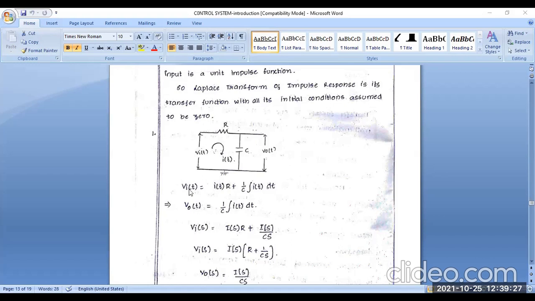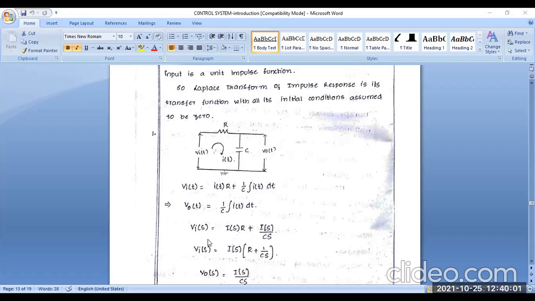So for the input response, we have to change it to S, as we learned in previous rules. So V(s) is equal to I(s)R plus, this also changes, I(s) by CS. This is the Laplace transform of the input voltage of the RC circuit. Then we can rewrite this equation as V(s) equal to I(s), the common factor, times R plus 1 by CS.